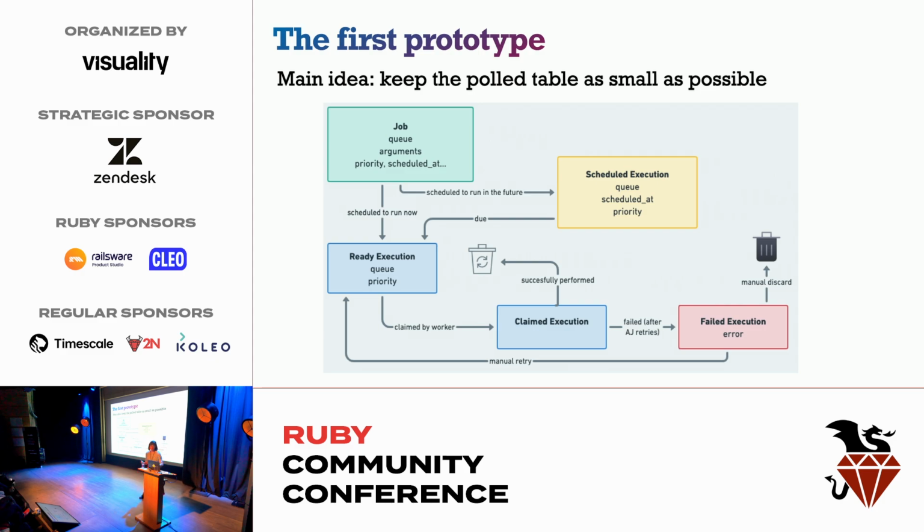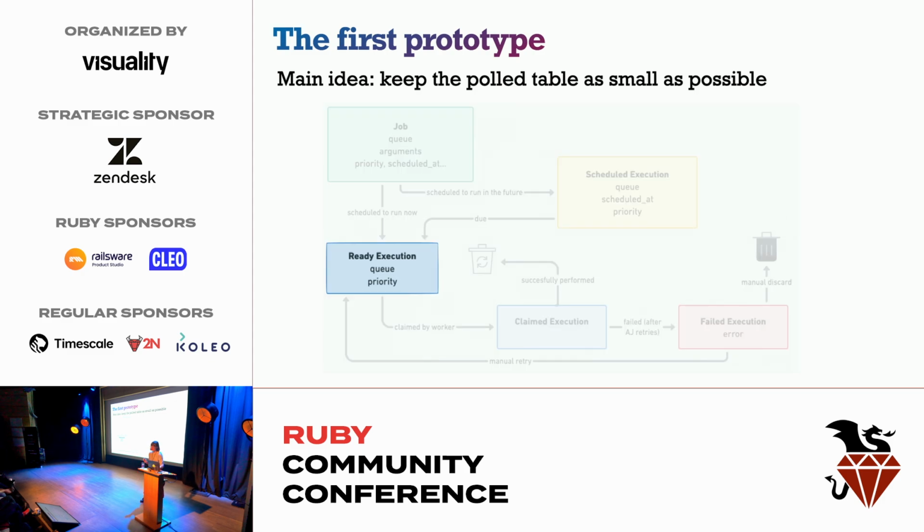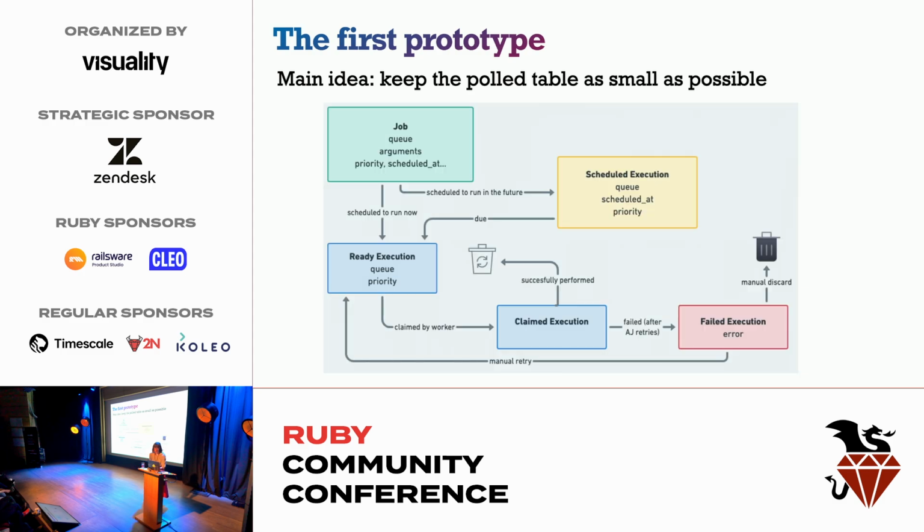So what we did, instead of having just a huge table with all the jobs, including all jobs that are going to run in 1 week that we don't need to poll now, and all the jobs that are already finished, and all that stuff, we decided to go with a different approach, which is just having a different table only with the jobs that are ready to run now. So that is going to be much smaller than all the jobs in the system.